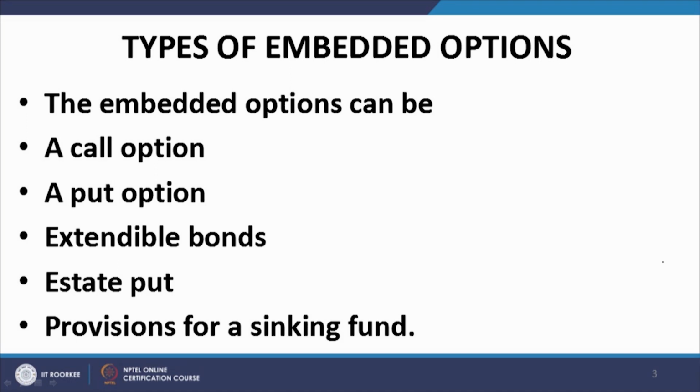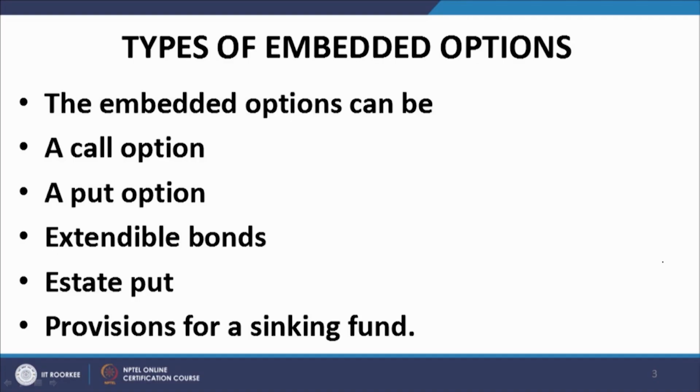A put option entitles the bond holder to return the bonds and ask for repayment as per the terms contained in the issue document. We also have extendable bonds, where the tenure of the bonds can be extended at the option of the bond holder. Then there is the estate put, where on the demise of the original bond holder, the heirs get a right to exercise the put option and return the bond and retire the debt from the issuer.